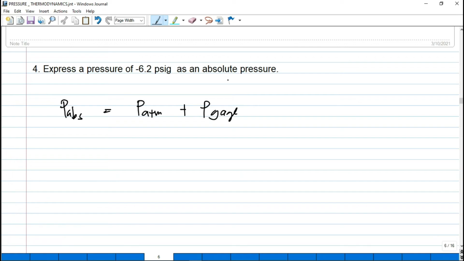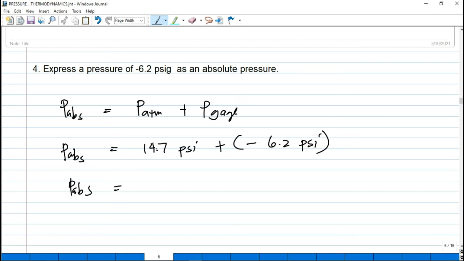So ito guys, naka psi. So gamitin natin atmospheric pressure, standard atmosphere, that is 14.7 psi. Then yung gauge pressure natin is negative, so negative 6.2 psi. Okay, so absolute pressure natin, that is just equal to 14.7 minus 6.2. Okay, so this is 8.5 psi absolute.